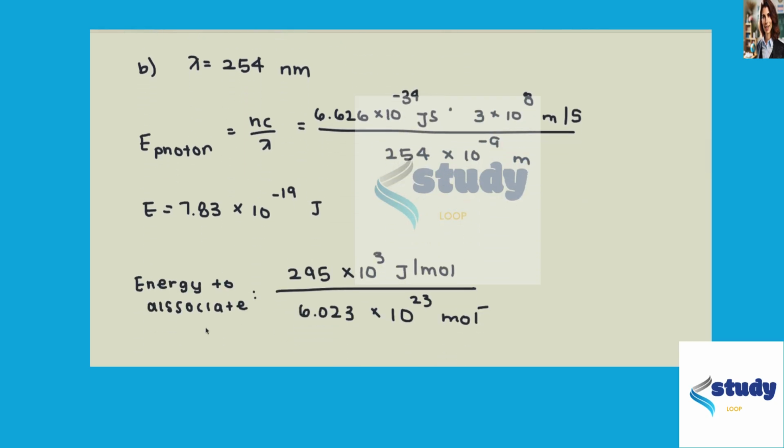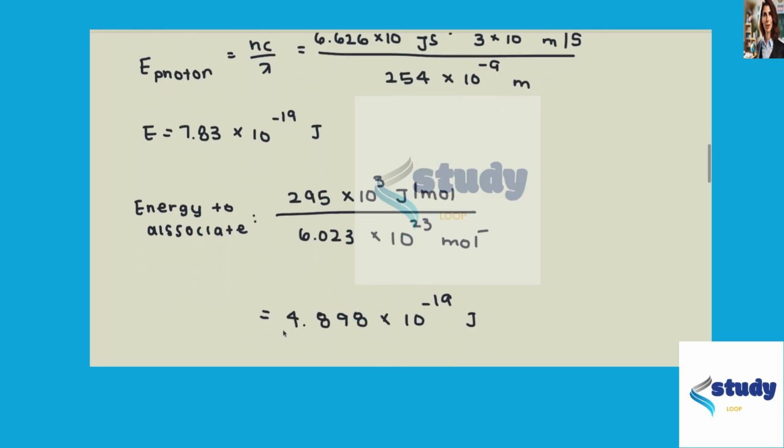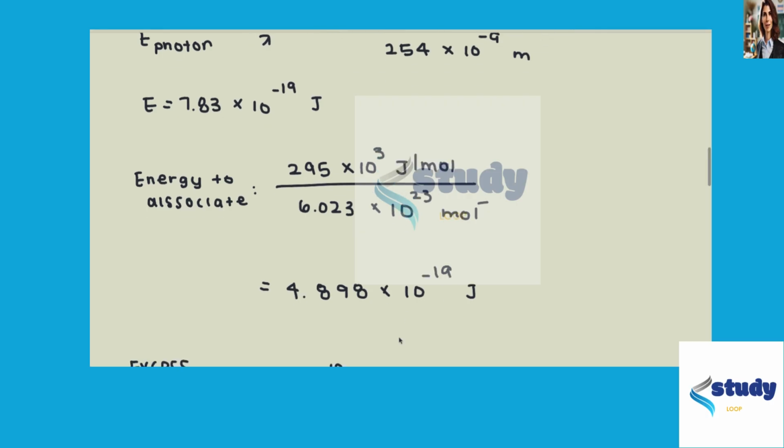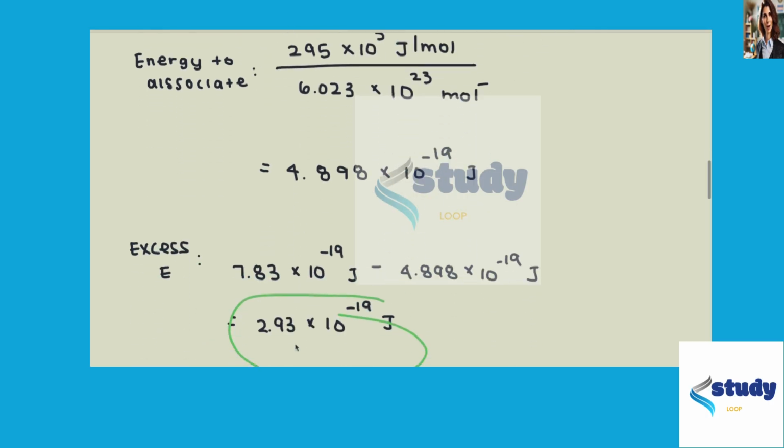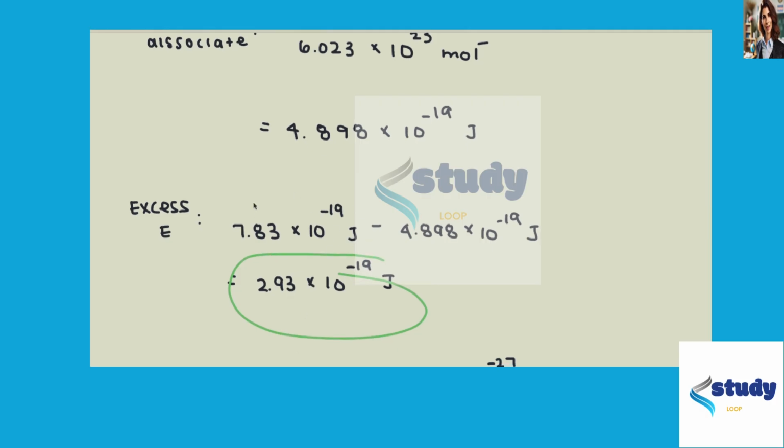And then we need to find the energy that would cause this to dissociate. So we take our original bond energy and divide it by Avogadro's number. And we find that we have the bond dissociation energy of 4.898 times 10 to the negative 19th joules. And then how do we find our excess energy? We'll take the energy of the photon minus the energy of the dissociation, and we'd find that our excess energy is 2.93 times 10 to the negative 19th joules.